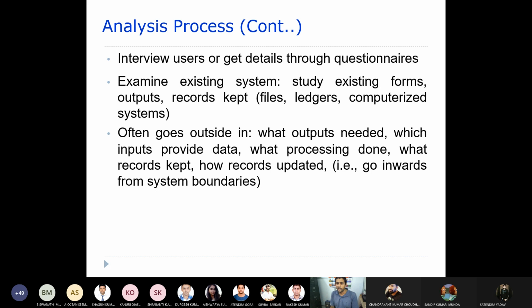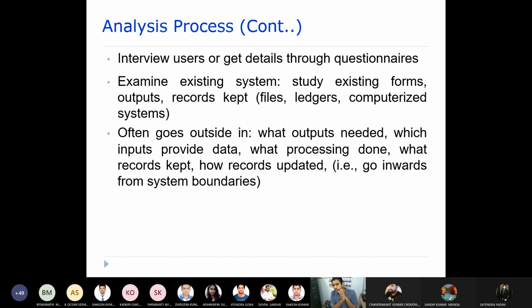to the system. Whenever you are developing any system or software for the customer, first you need to know what outputs are needed. What inputs should we provide? That is what is very first required. And what processing should be done? You see, you are slowly going inside.